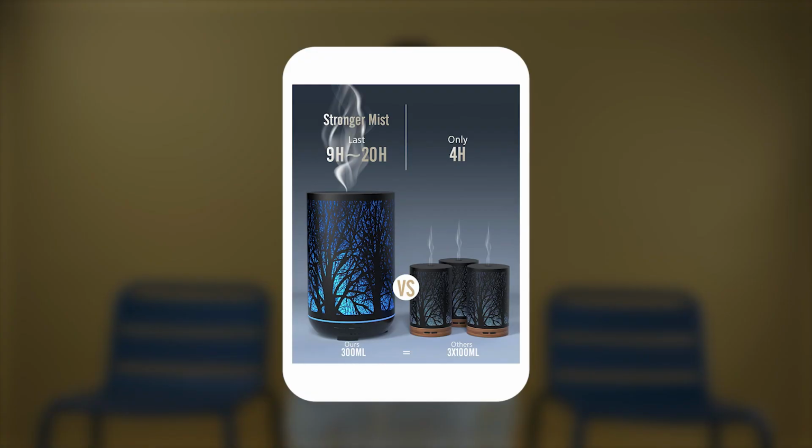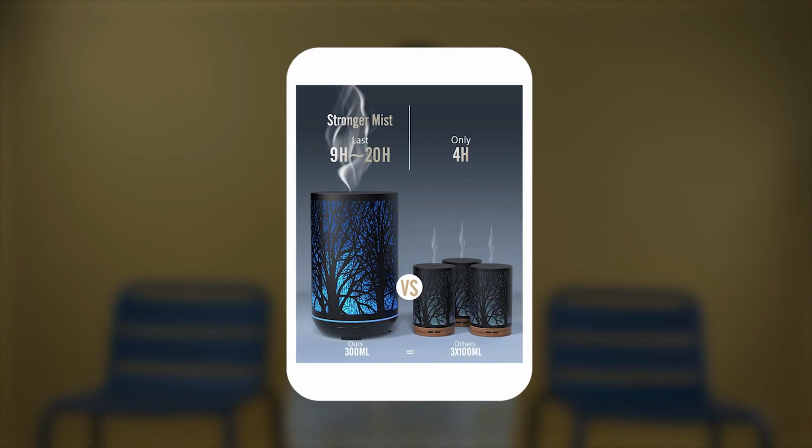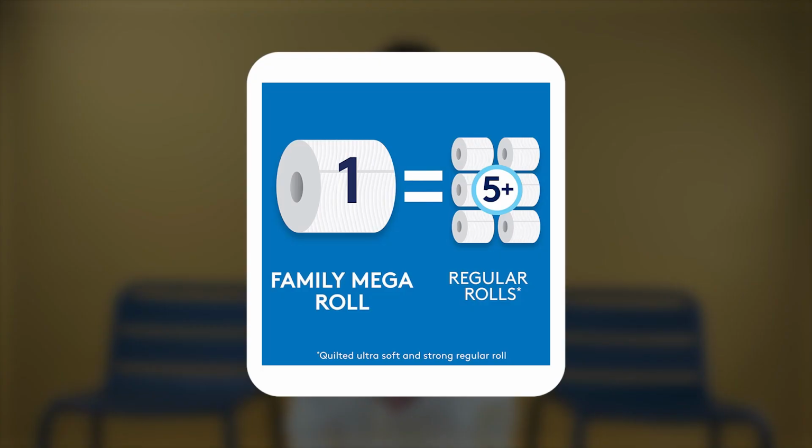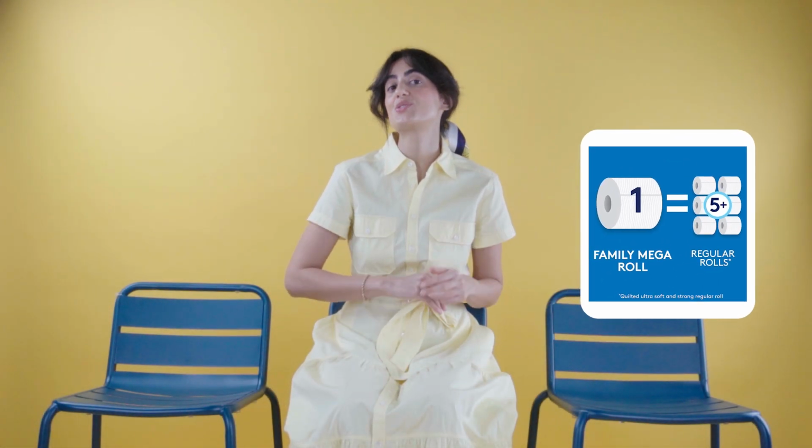Let's explore some examples. This image implies investing in one big candle is better than getting 3 small candles. It also signifies how the bigger product is giving out stronger and better lasting mist as compared to multiple smaller candles. The same idea has been replicated in this image, but it's creatively different. This seller is implying that one roll of theirs is equivalent to 5 rolls of the competition.